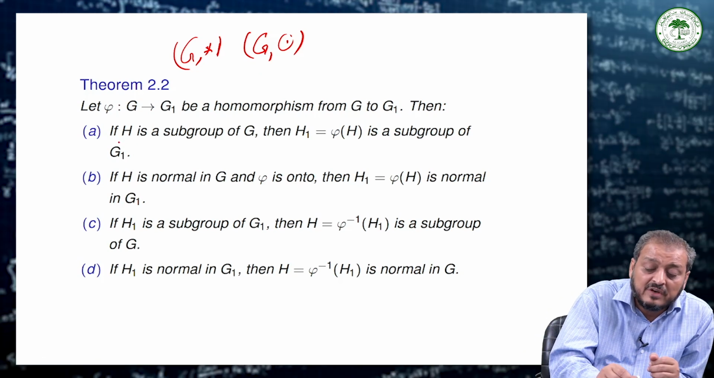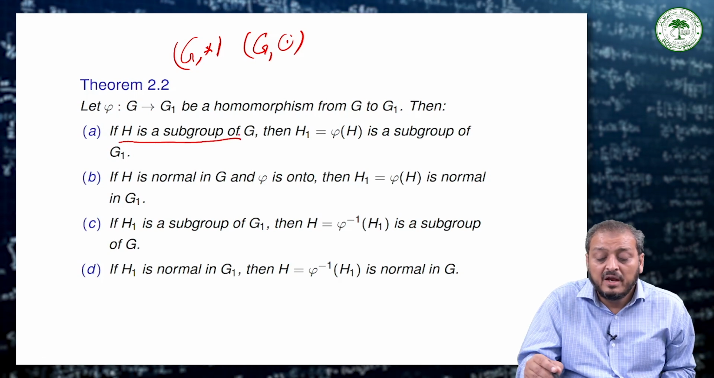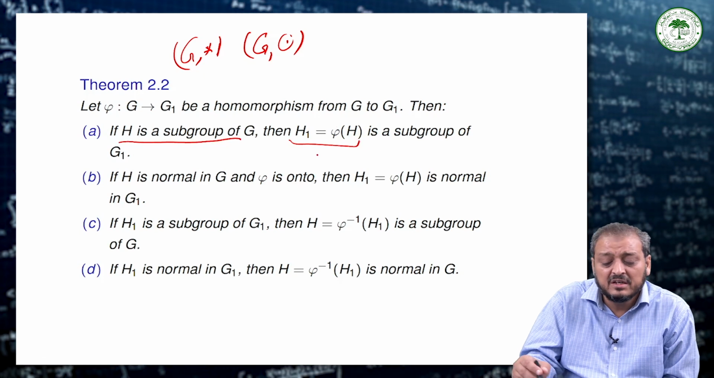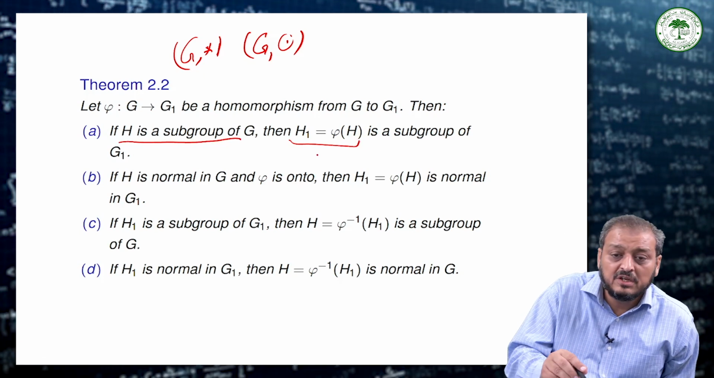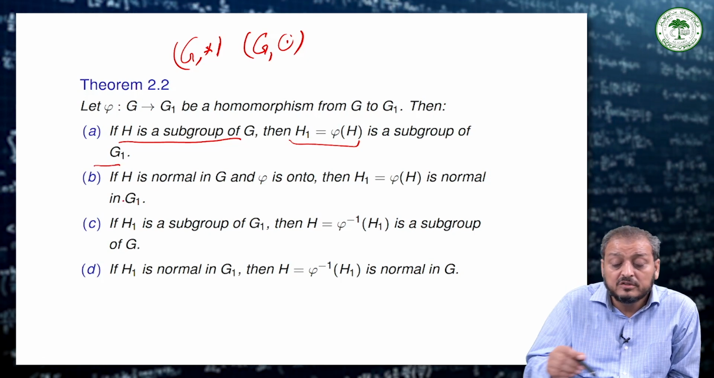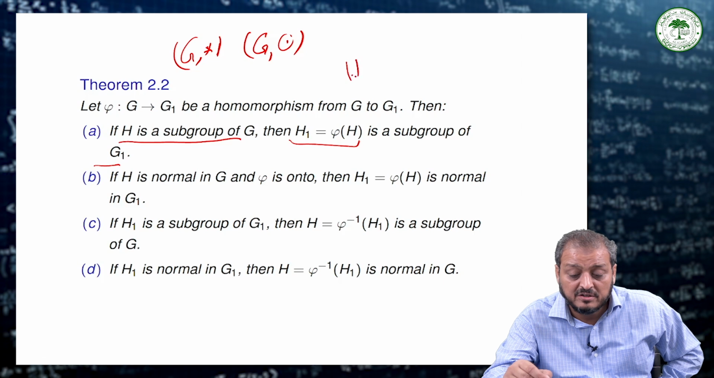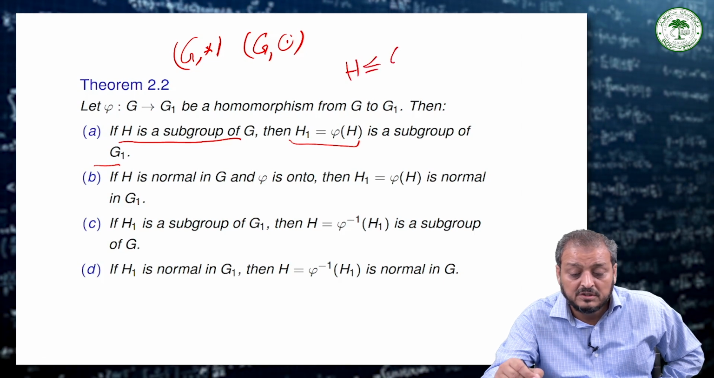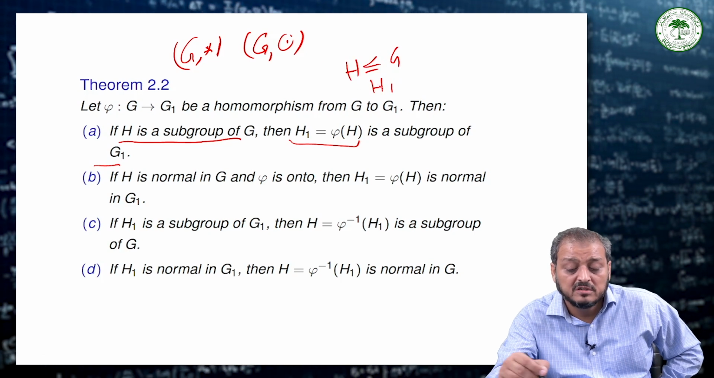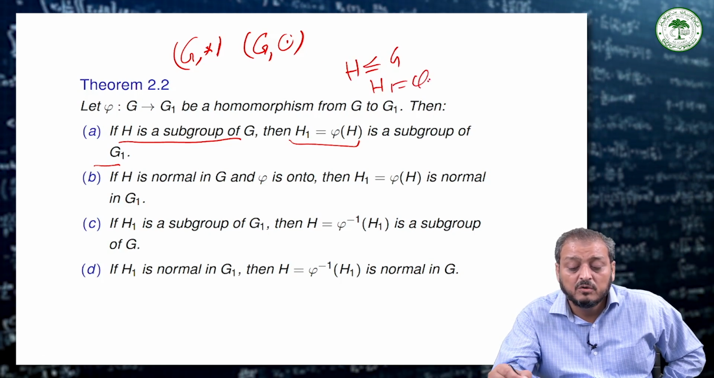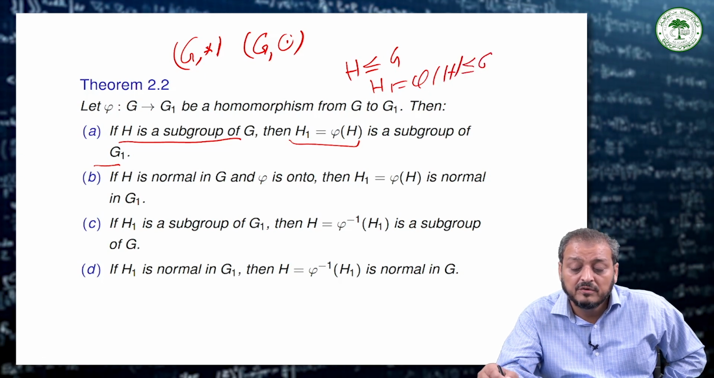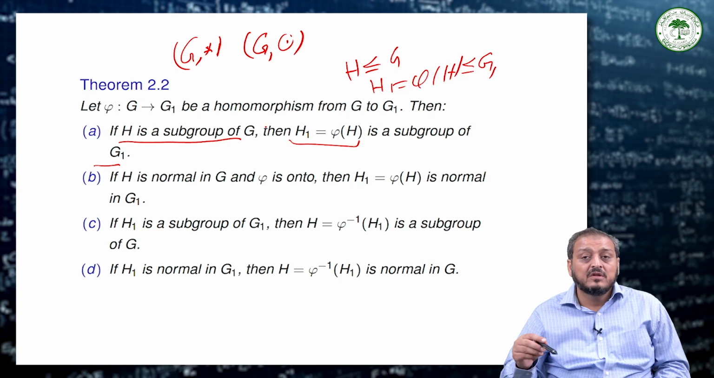Then the first part says that if H is a subgroup of G and H1 is equal to phi of H, then phi of H is a subgroup of G1. So, we simply say that if H is a subgroup of G, then I denote H1 as the subgroup of G1, which is nothing but phi of H, the image of H, and this is again a subgroup of the other group G1.